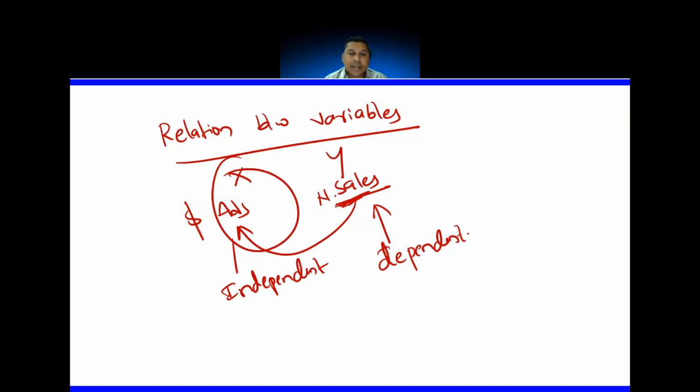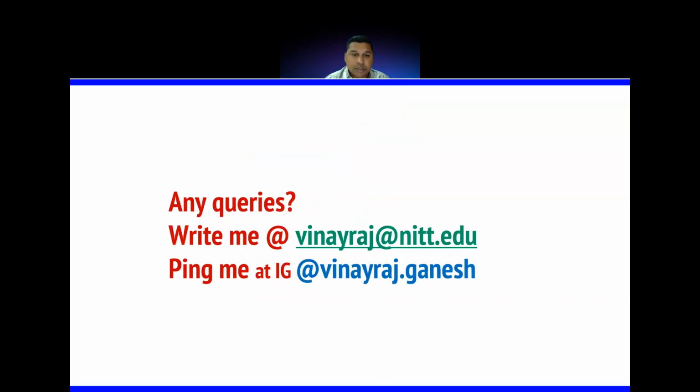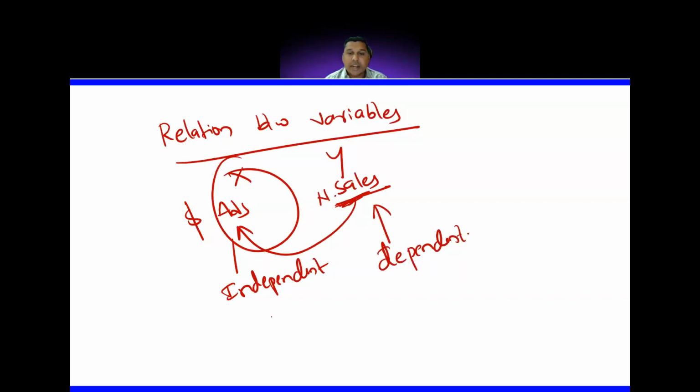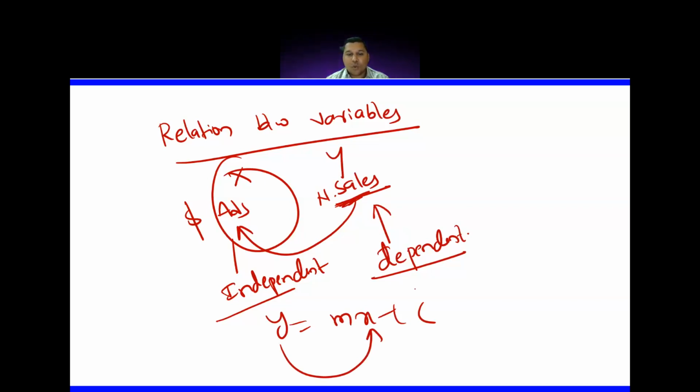So x is an independent variable and y is a dependent variable. When we write mx plus c, it is clear that y is dependent on x. So this is about regression analysis.